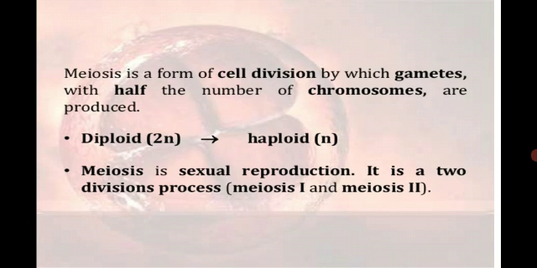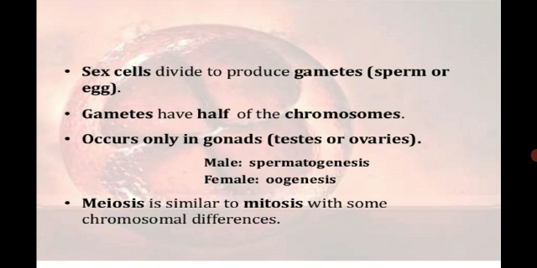Here the diploid number of chromosomes is reduced to the haploid number of chromosomes, and the diploid number is represented by 2n while the haploid number is represented by the simple n. Meiosis is sexual reproduction. It is a two division process, meiosis I and meiosis II. Sex cells divide to produce the gametes, which are called the sperms or the eggs. Gametes have half of the chromosomes, and this occurs only in gonads.